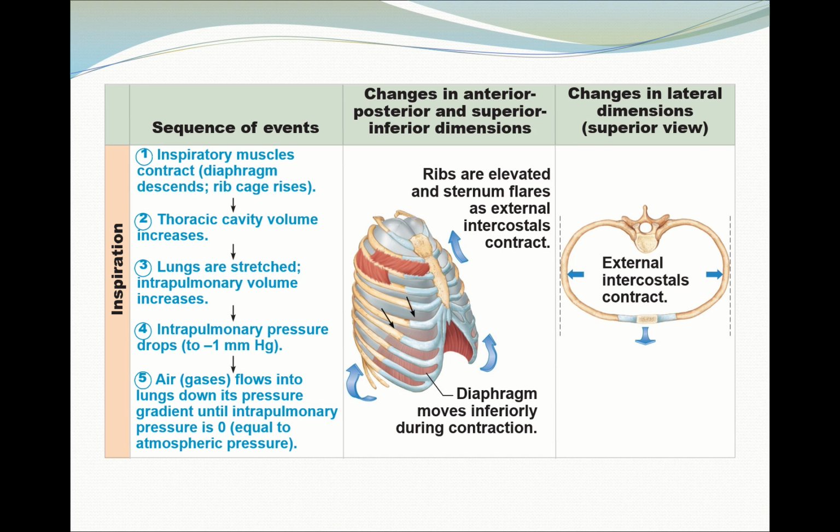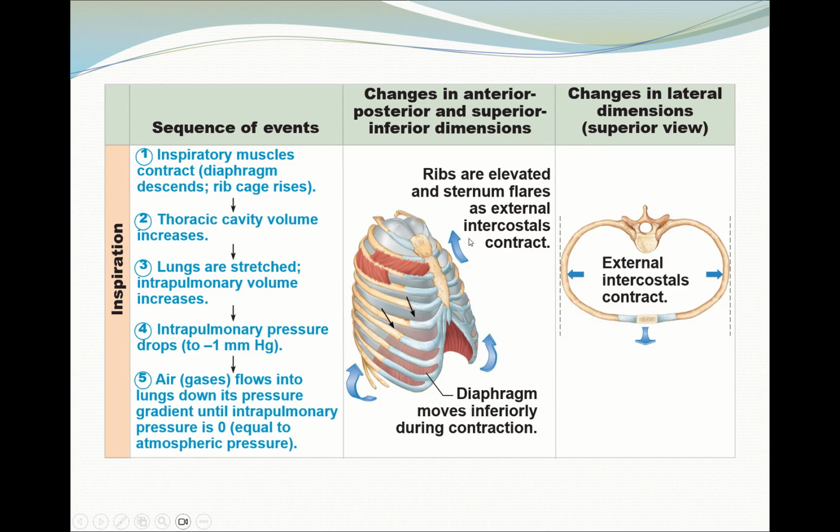In this illustration, we see the sequence of events. We can see that inspiratory muscles contract, which is the diaphragm descends and the rib cage rises. The thoracic cavity volume will then increase, the lungs will be stretched, and the intrapulmonary volume will increase. The intrapulmonary pressure will drop to -1 millimeter of mercury, and the air gases will flow into the lungs down its pressure gradient until intrapulmonary pressure is 0. So it is equal then to atmospheric pressure.